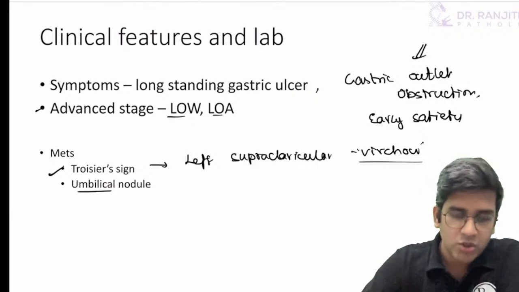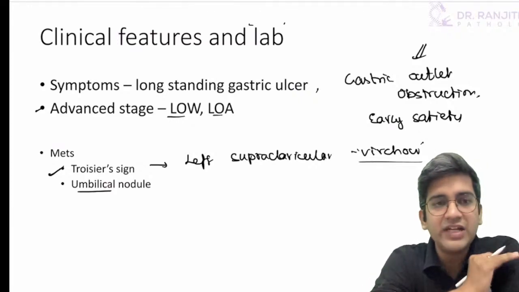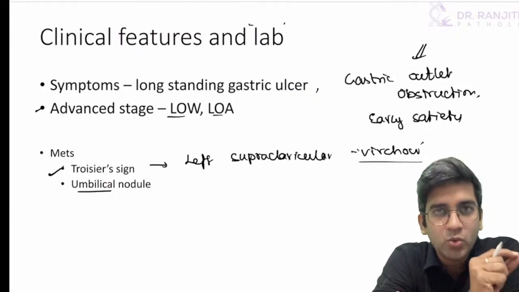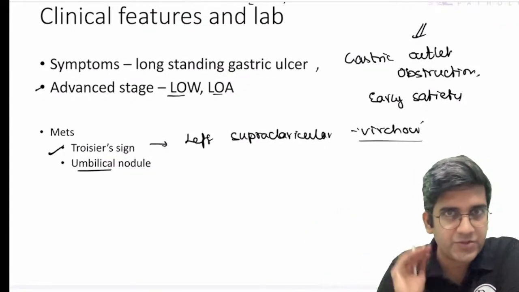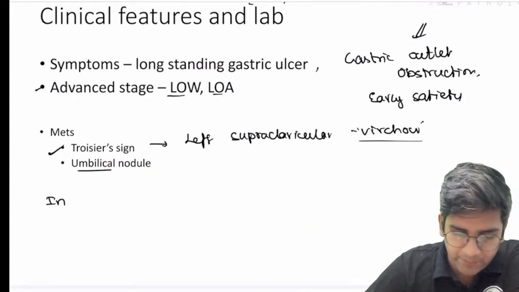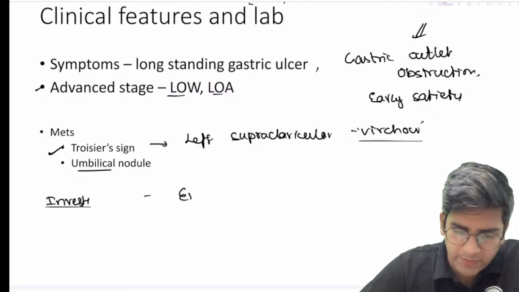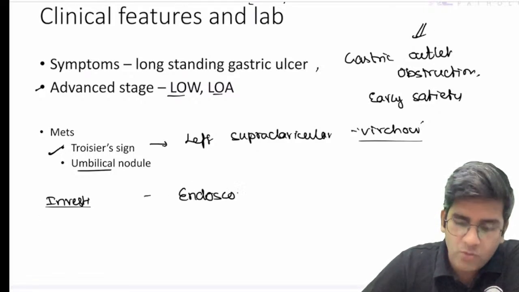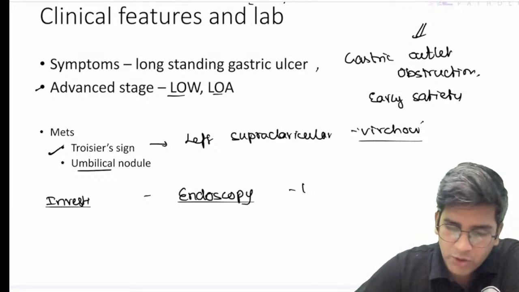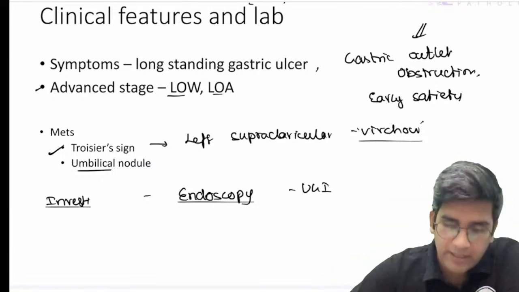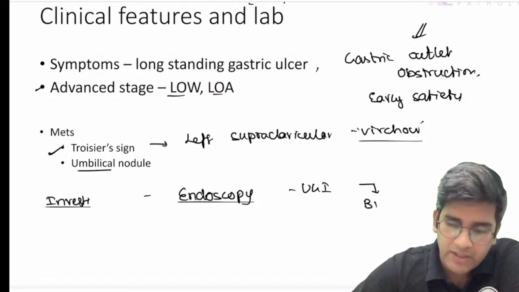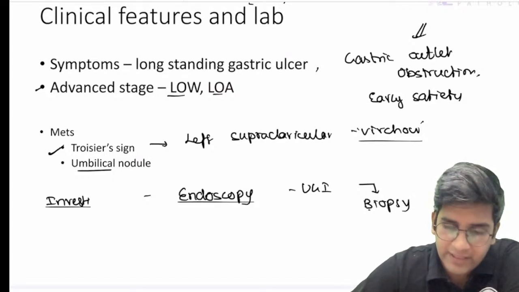Symptoms are sorted. So how do you investigate? Whenever you write symptoms, please include one more thing: lab or investigation, right? So if you have a suspected patient with a gastric cancer, how do you investigate? Investigation is simple, right? You put an endoscopy. If you want to be very specific, write UGI endoscopy, upper gastrointestinal tract endoscopy, and then you take a biopsy. Wherever there is a suspected area, you take a biopsy.